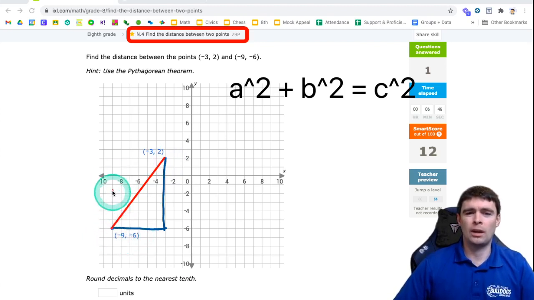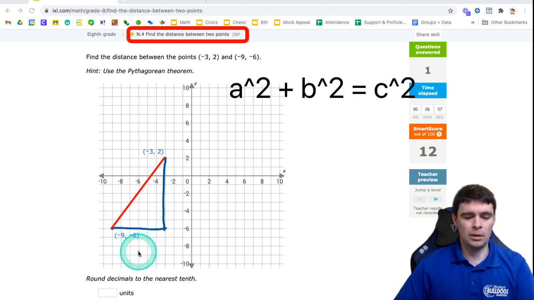Now, I know the x value starts at -9 here. I see that on the coordinates right between the 8 and the 10. It finishes at -3 here. To get from -9 to -3, I know that must be 6 units. It gained 6. It went right by 6. So I'm going to go ahead and label that one as 6 units on the bottom.